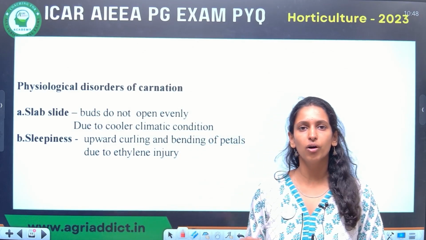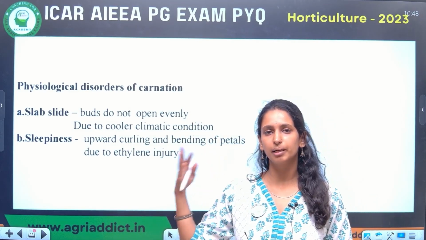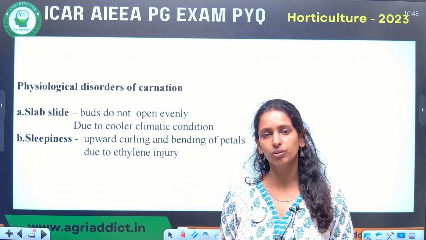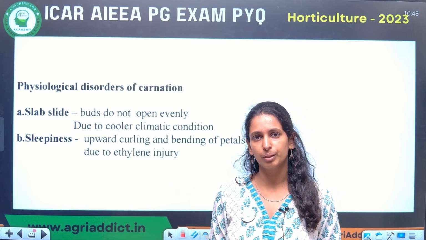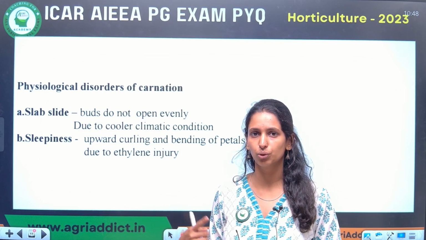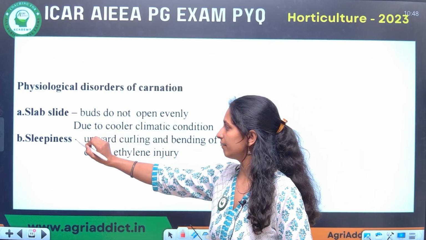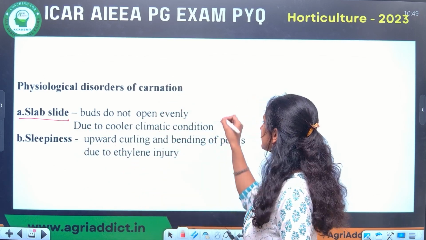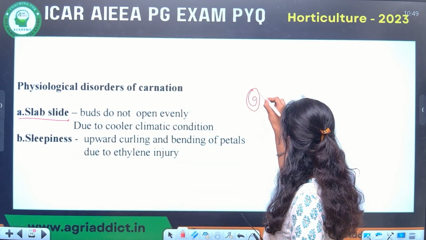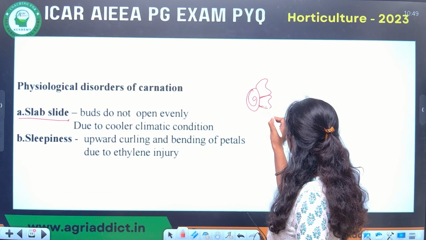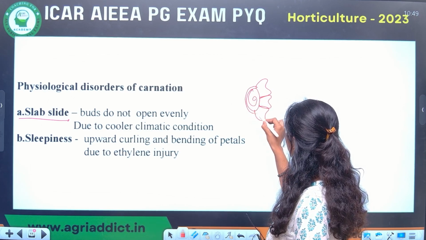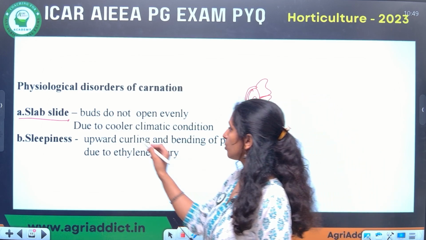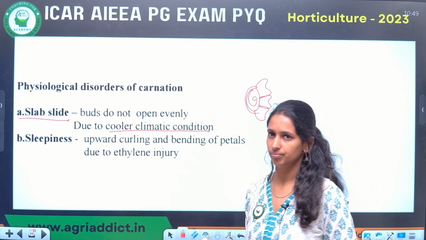If they have asked about one physiological disorder, you have to learn about all the physiological disorders in that crop. And in the rose also, it is very important. There are many important physiological disorders. You just go through once. In carnation, I have added here another disorder, slab side. In slab side, the flower will open halfway. Like the other half will be in bud stage only, but half of the flower will open. This is also mainly because of the cooler climate condition.